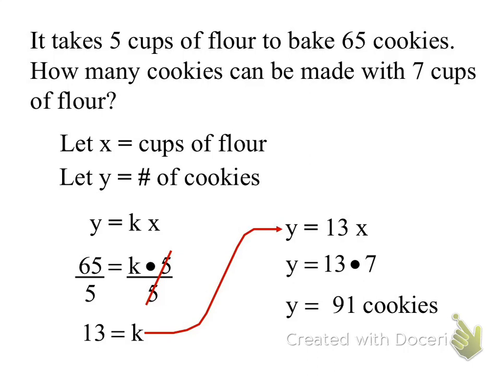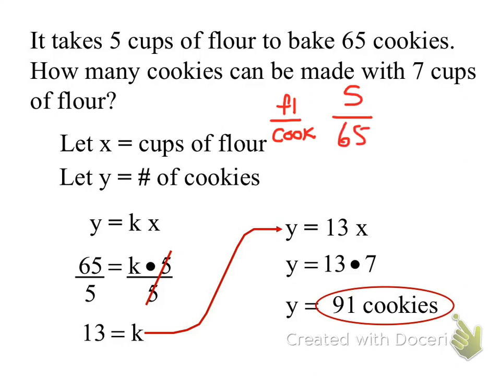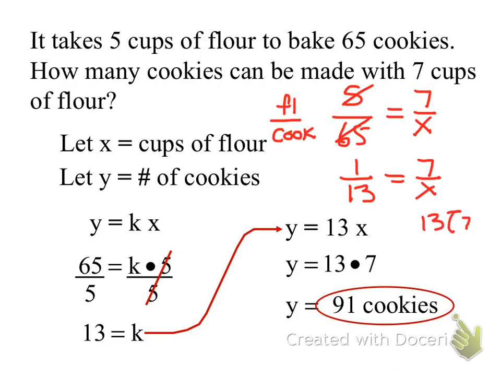We would set it up as flour over cookies or cookies over flour. Doesn't matter. So I'm going to go flour to cookies. The first proportion is 5 over 65 is equal to 7 over x. And how would we solve it now? What I did last year, I just cross multiplied it. Yep. So 5x equals 65 times 7. I'm going to first simplify because I know that goes, and that'll be much easier. And we just get 13 times 7. 13 times 7 equals x, and that ends up being 91.